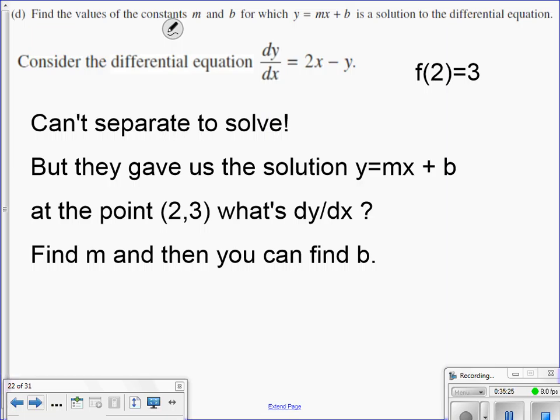They're not asking you to find the particular solution. They said, we found it. You figure out the m and the b in our solution. You've got to figure out the m, and then you can figure out the b. So interesting, right?